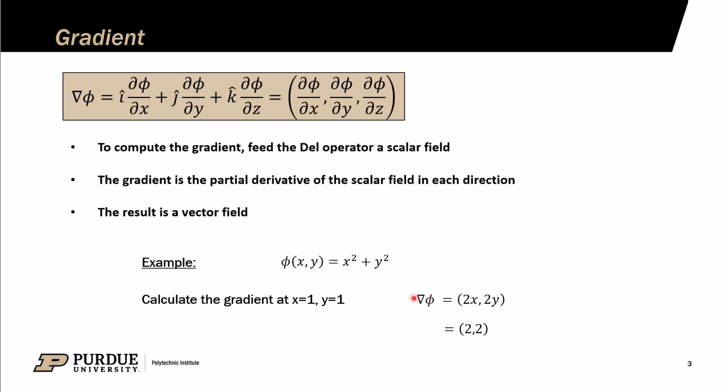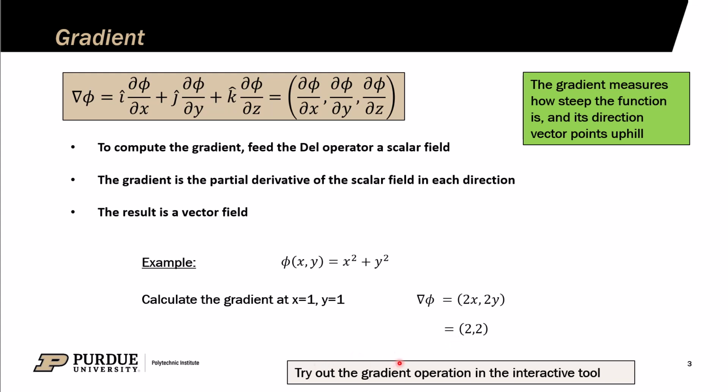So I wrote the gradient of phi and I broke it out into its individual components, still in function form. I haven't calculated any values yet. So in the x direction, the partial of phi with respect to x is 2x. And the partial of phi with respect to y is 2y. So if we evaluate this at 1, 1, our gradient value is 2, 2.